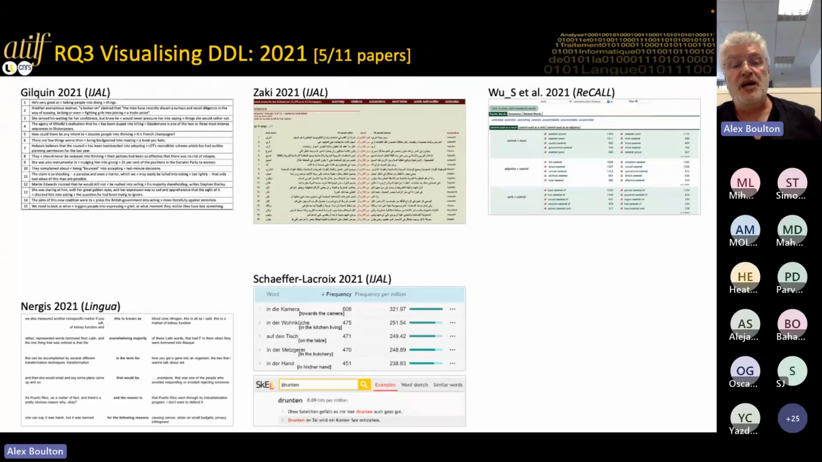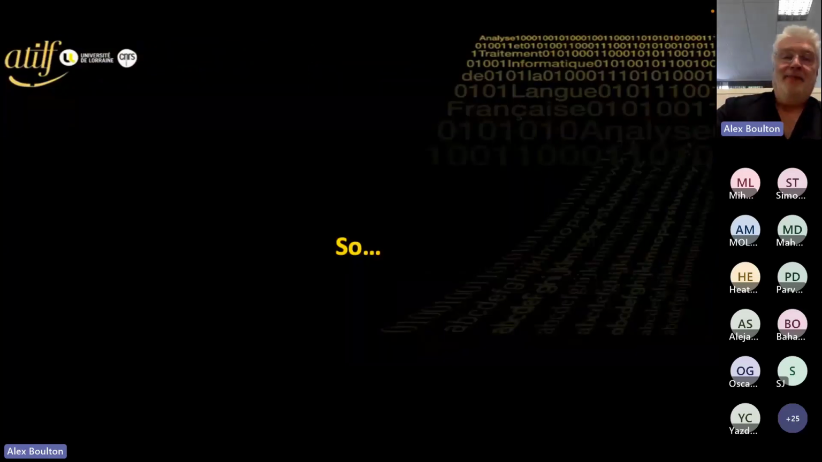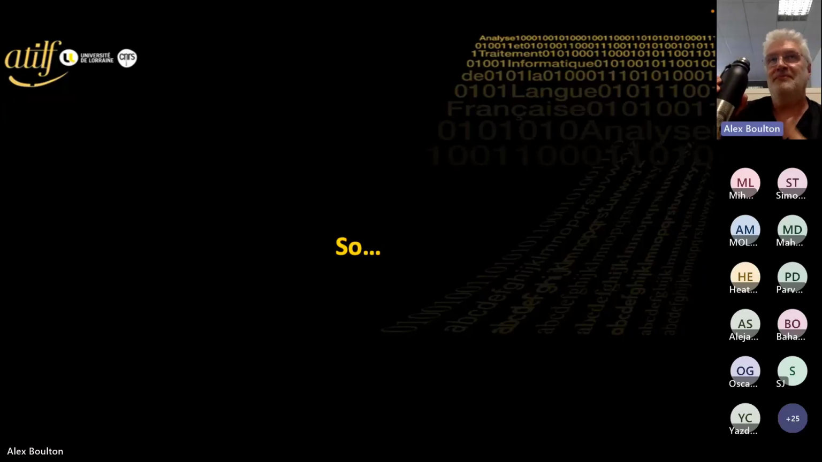Schiffer-Lacroix, who's working on German in France, she used Sketch Engine for language learning. So it's a simple free version of it, which shows frequencies, and you can look at words in context. And on the right, Wu et al., they're looking at clusters or bigrams, 2-grams here. Okay, so those are my 3 data types, my 3 collections for my 3 research questions.